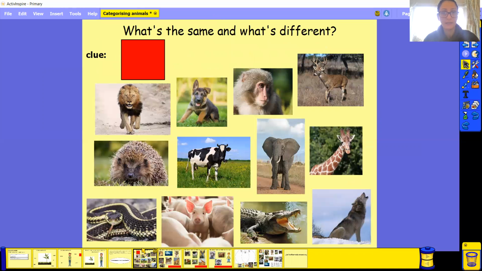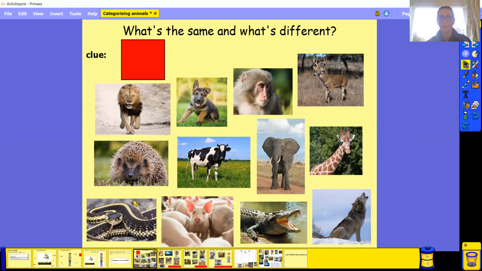So my next question is, what's the same and what's different about some of these animals? I've got a lion, a dog, a monkey, a deer, a hedgehog, a cow, an elephant, a giraffe, a wolf, a crocodile, a pig, and a snake. Have a think. What do you think? Some of these might be the same. Some of these might be different. Have a think, have a pause. Think about what you think might be the same or different.